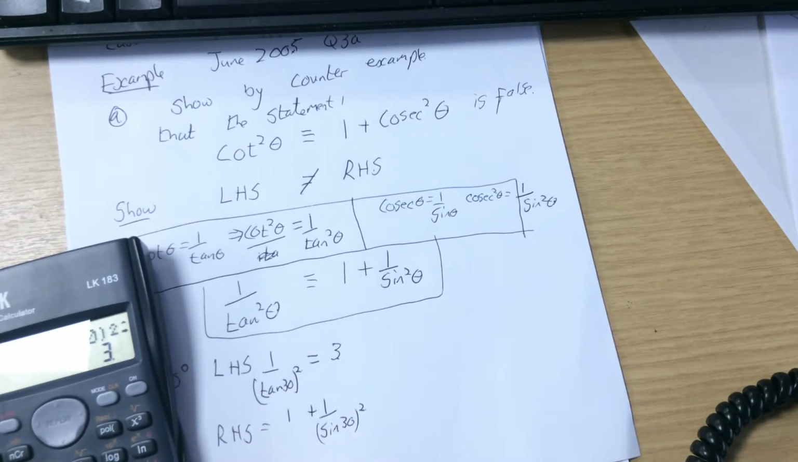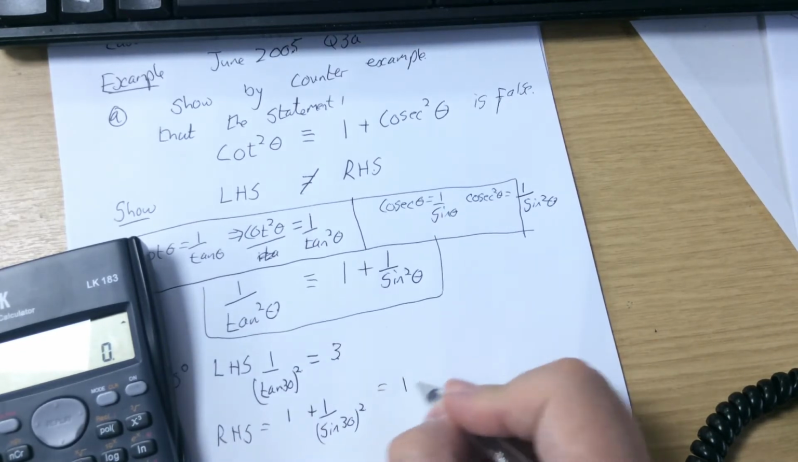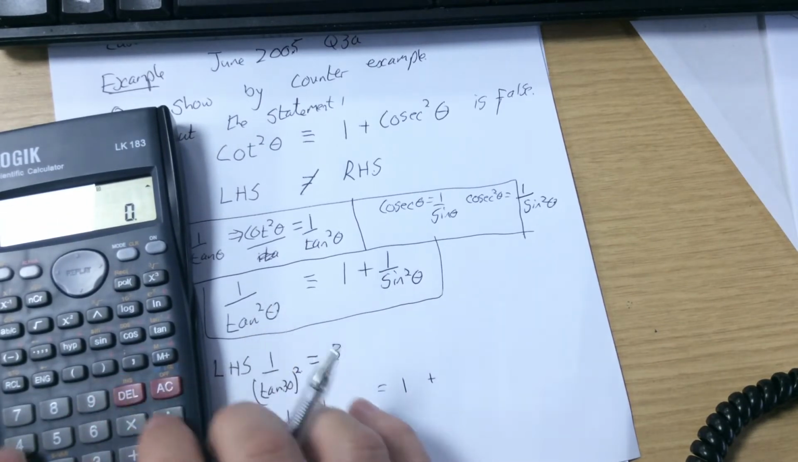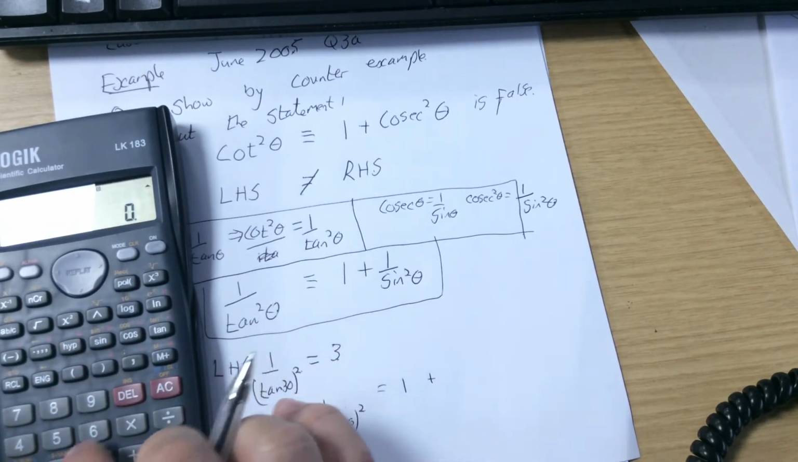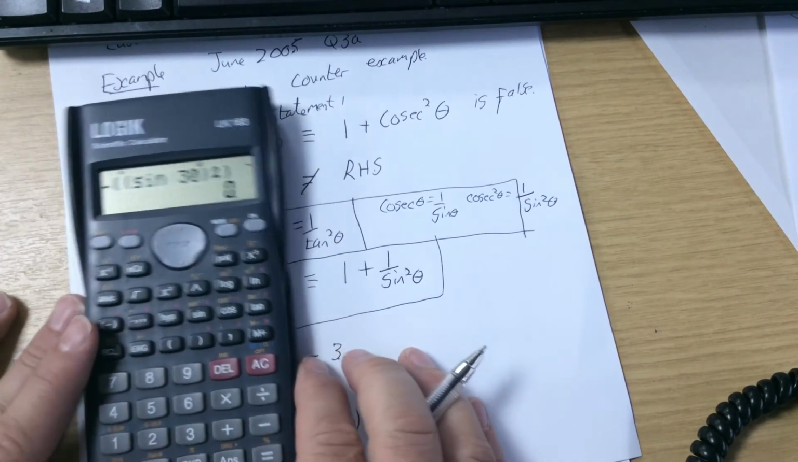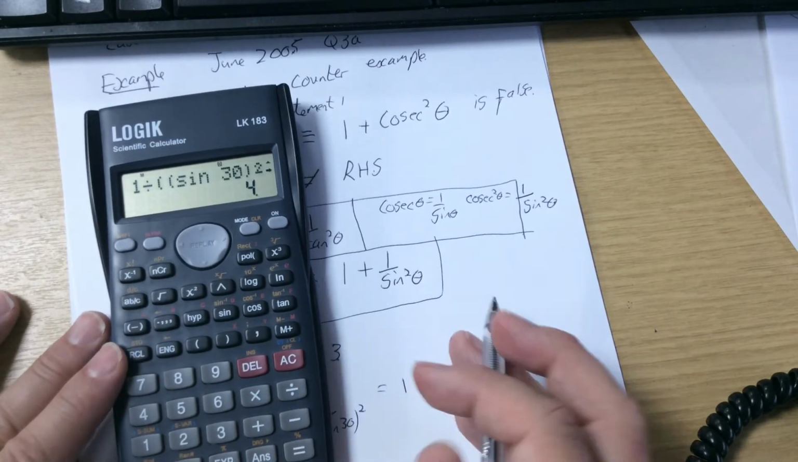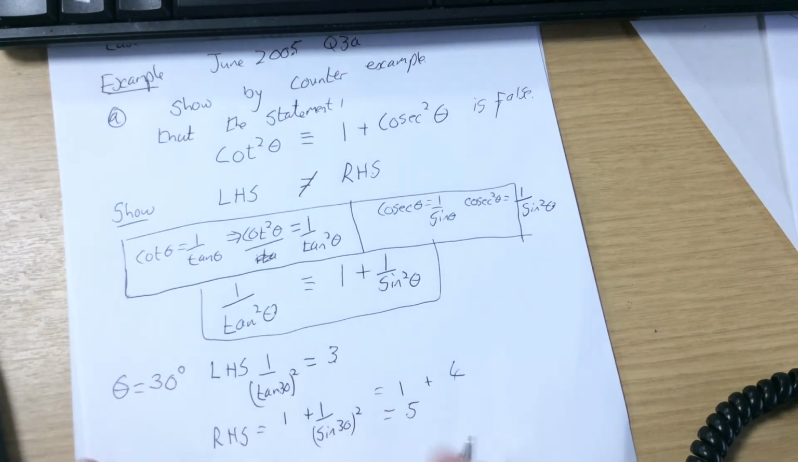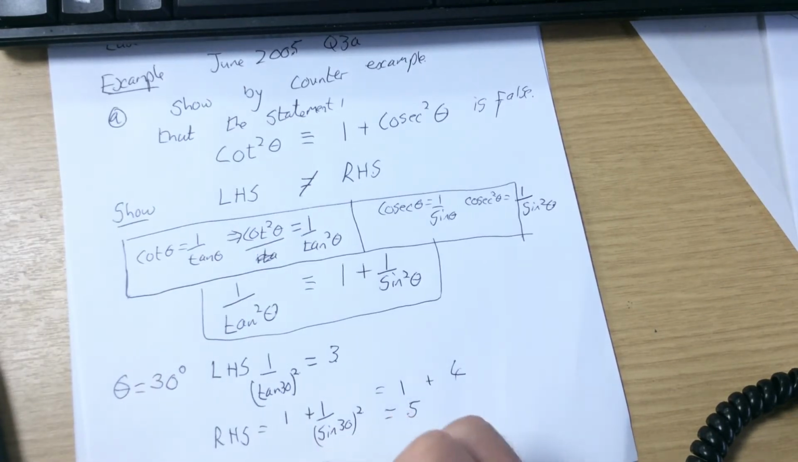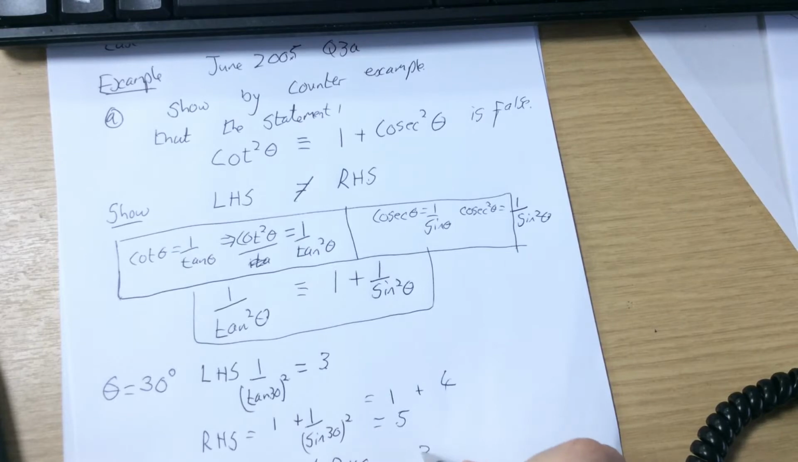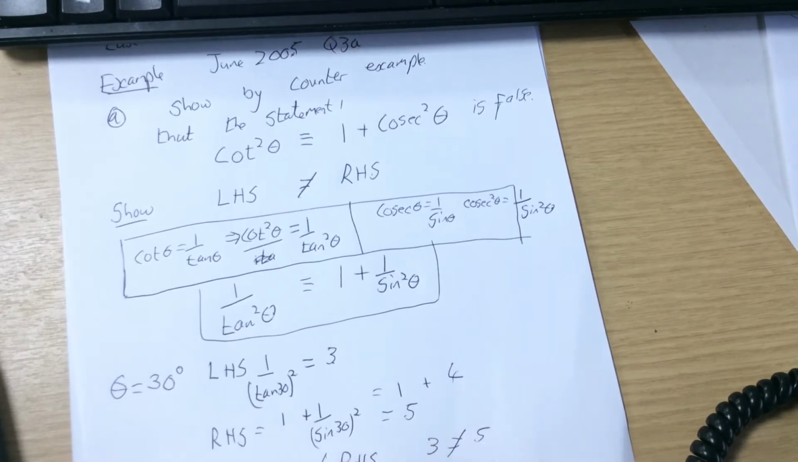On this side, I've got 1 plus 1 over sine 30 squared. So again, 1 divided by sine 30 squared equals 4. So 1 add 4 is 5. So the left hand side is not equal to the right hand side, because 3 is not equal to 5.